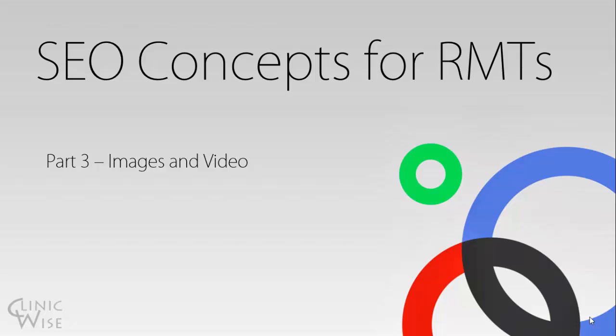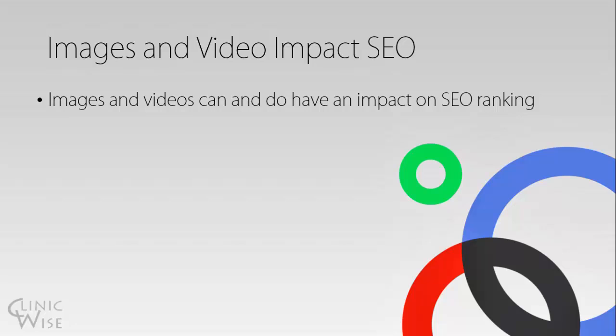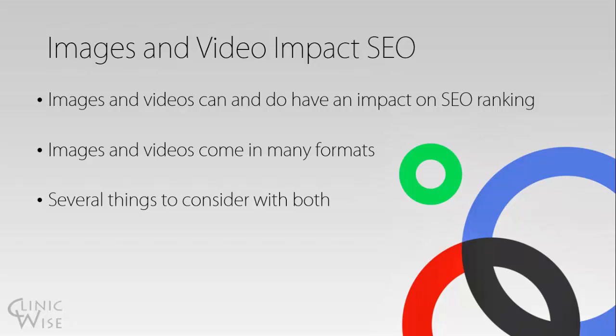In Part 3, we'll be discussing the use of images and videos. Images and videos, if used correctly, can influence your search engine optimization rating. They can also have a negative impact if some simple steps are not followed. Images and videos come in many different file formats, and each format has pros and cons in different contexts. We'll explore them as we go through this course.